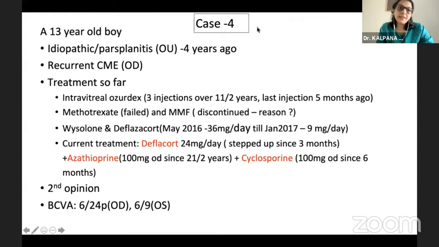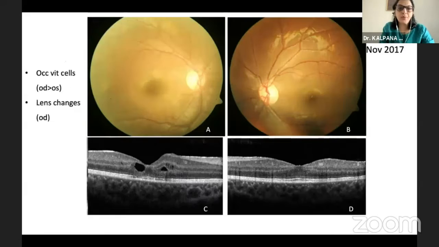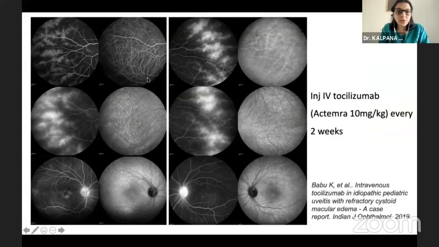So when we saw our next case, which was a 13-year-old boy who had a history since 4 years, extensively treated and investigated, and he had failed almost many drugs. And when he came to me, he was on deflazacort, azathioprine, and cyclosporin, and his vision in the right eye was 6/24. So the right eye had a cystoid macular edema. Again, everything else was non-contributory. But when you look at his eye, it was otherwise a quiet eye with very occasional vitreous cells, but he had these cystoid changes in the macula in the right eye. So when we did a fluorescein angiography, we were horrified to see the extensive amount of leakages with optic nerve head leakage even in the left eye.